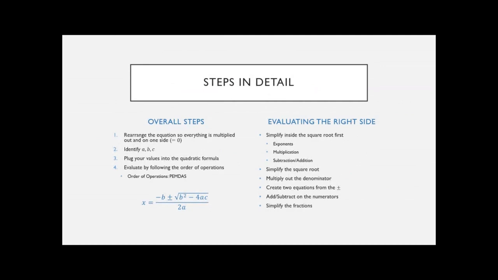Next slide, I've actually written down sort of the order that you want to do the stuff on the right side. So you're simplifying inside the square root first. So you do your exponents, your multiplication, your subtraction and addition. You simplify the square root. You make sure you multiply the denominator. You get your two equations from the plus or minus. Then you add or subtract on those numerators on the tops as possible, and you simplify fractions. So I tried to take everything that I was doing and put it into a step-by-step thing here to help you out because there are a lot of steps going on.